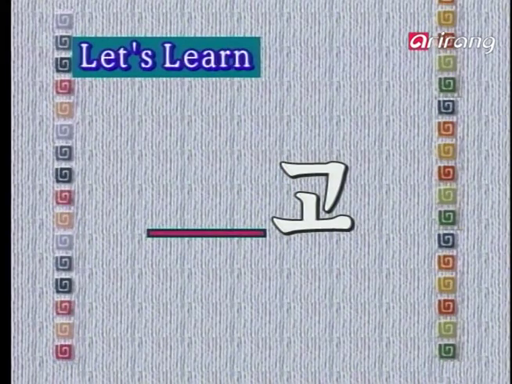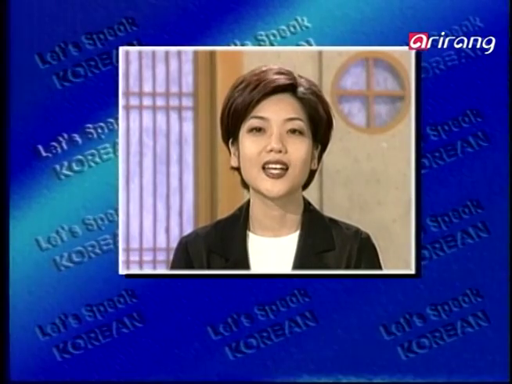We're going to learn how to use the conjunctive particle 고 to link two or more actions together in one sentence. It's the verb stem plus the conjunctive particle 고. Now, why don't we study some words for some activities first?